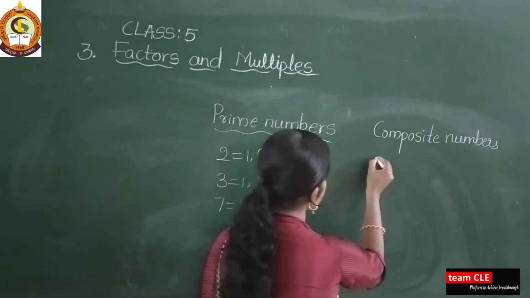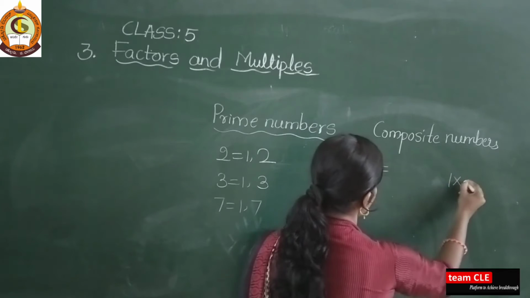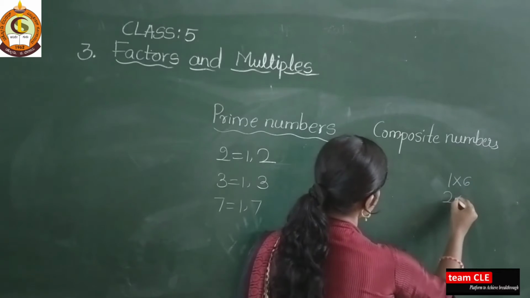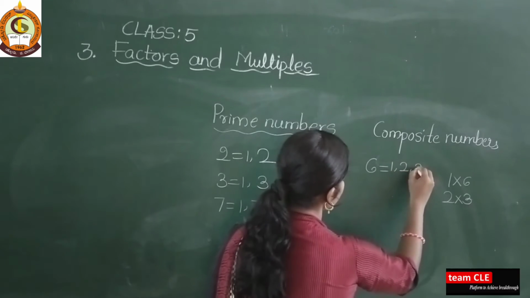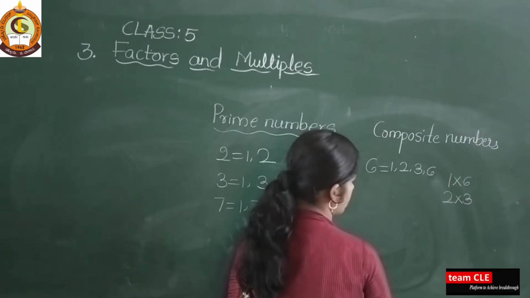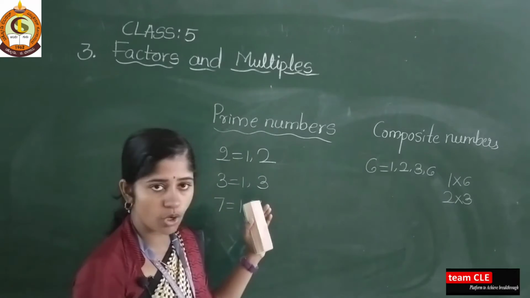Let us take 6. Tell me, 6 is there in which tables? It is there in 1 times 6 is 6, and again 2 times 3 is 6. So 1, 2, 3 and 6 are the factors of 6.